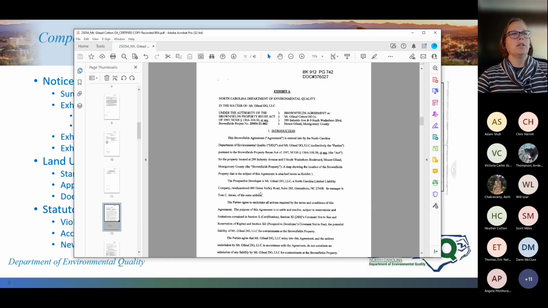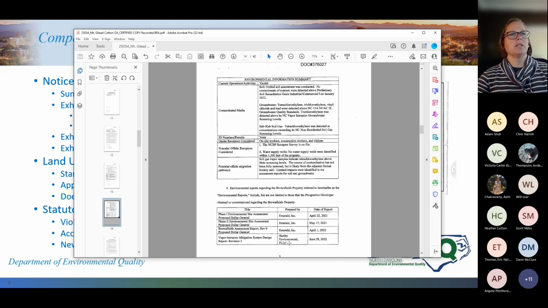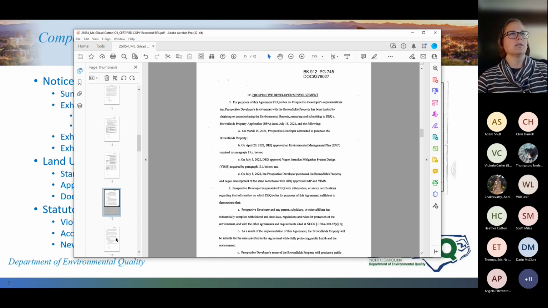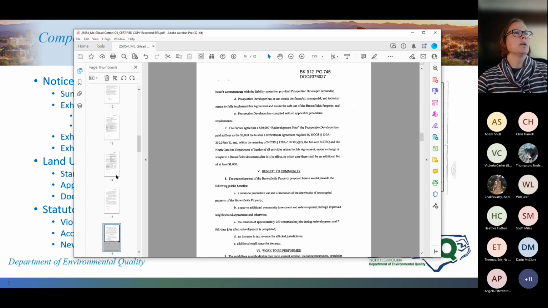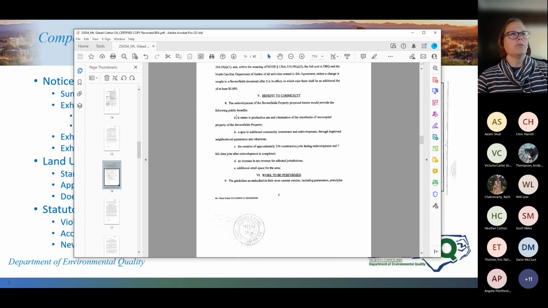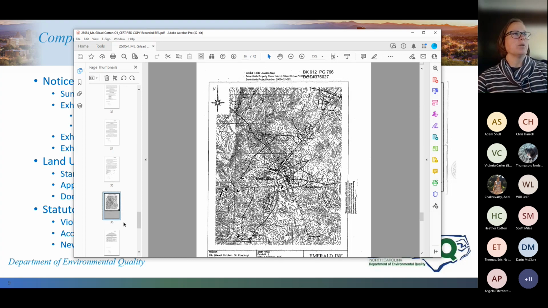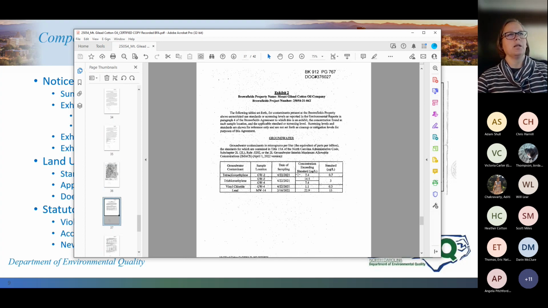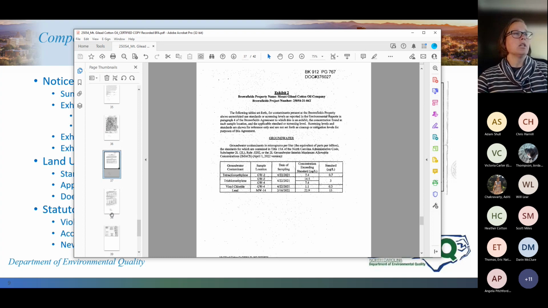So this is where they really talk about the history, what's been done at the property. There are summaries of the reports that were reviewed as part of this. What environmental information did DEQ take into consideration as we were writing this agreement? Benefit to the community is certainly an important part of what we do, so all of those are documented. And we get down to the end of the Brownfields agreement. We have the site location map, and this is the contaminant table. This particular site had some chlorinated solvents and lead in groundwater, and that's documented here.